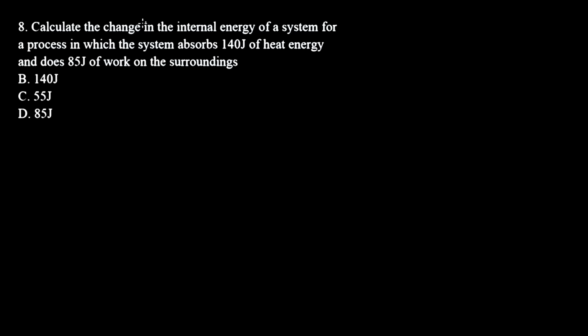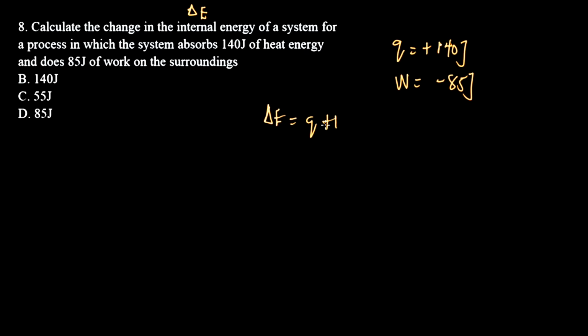So let's look at this question. Calculate the change in internal energy of a system. So looking at this question, change in E of a system for a process in which the system absorbs. If the system absorbs 140 energy, that will be positive, right? And thus this work done on the surrounding will be negative. That's 85 joule, right? So we need to calculate the change in internal energy, which is Q plus W, and that will give us positive 140 minus 85. So this will give us 55 joule. So we have this to be this.